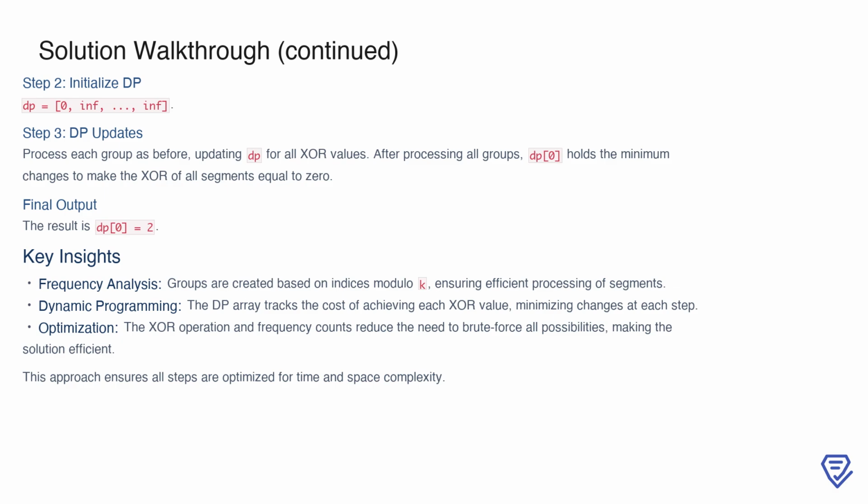This solution highlights some key insights. By grouping elements based on indices modulo k, we efficiently break the problem into smaller subproblems. The dynamic programming approach ensures we minimize the cost at each step, while the use of frequency counts allows us to reduce the computational effort compared to brute forcing all possibilities. Together, these optimizations make the solution both time and space efficient.